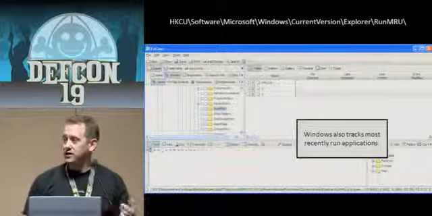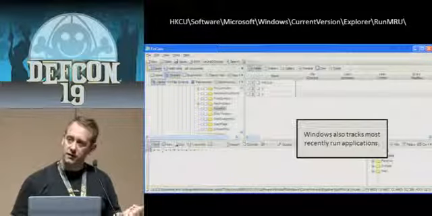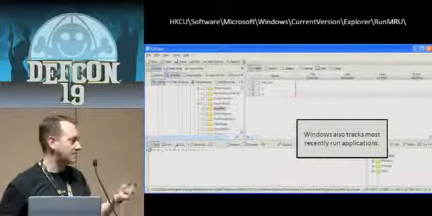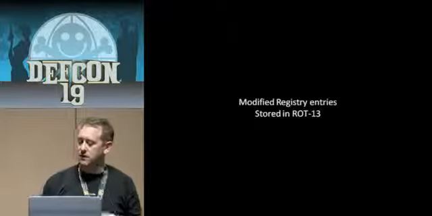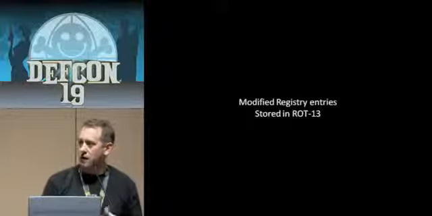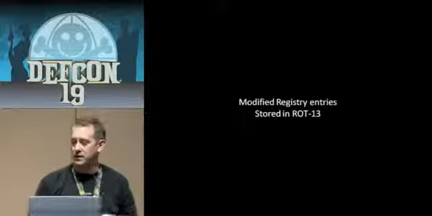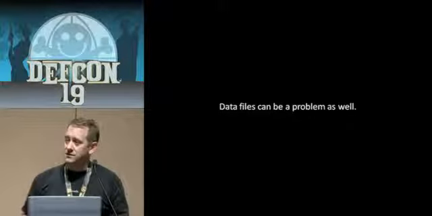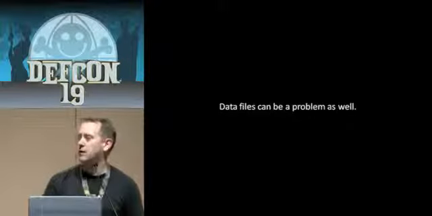The Windows registry also records whether or not applications were run. And sometimes there are timestamps there as well. Also not fixed by timestamp. All right? Now a lot of the registry entries are stored in ROT13, which obscures what happens, which means reading them is a problem. Data files, now they have timestamps as well. All right, so we've got a problem.